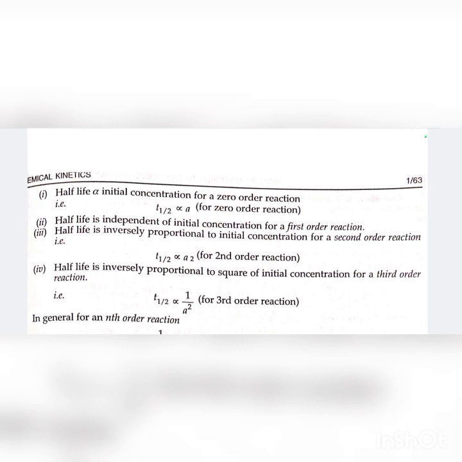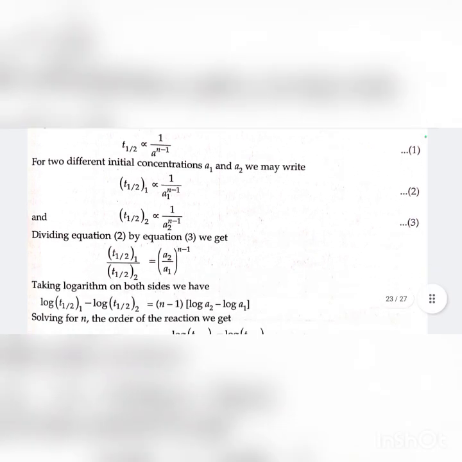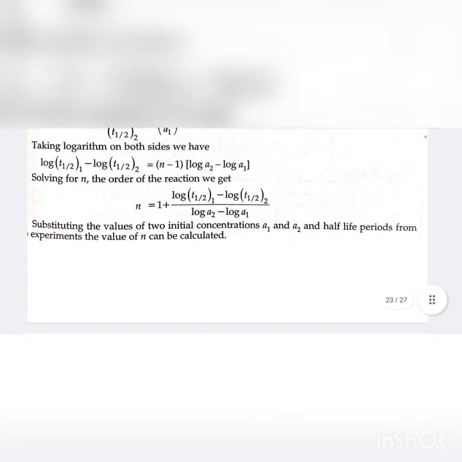In general, for nth order, half-life t half is inversely proportional to 1 by a raised to the power n minus 1. For two different experiments, we will write this and we will get the formula for the order of the reaction. n is equal to 1 plus log t half of 1 minus log t half of 2 divided by log a2 minus log a1. Substituting the values of two initial concentrations a1 and a2 and half-life periods from the experiments, the value of n can be calculated.